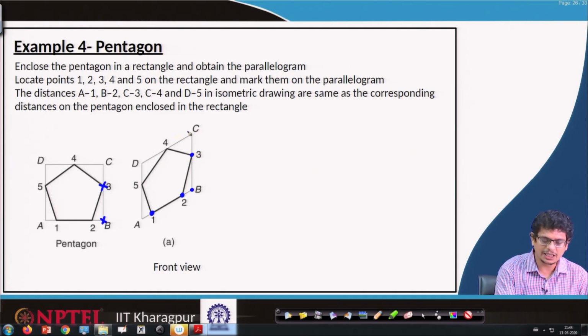From C4, C4 the same length we will locate it. Then A5 we will locate it. Once we are done, we have these points joined by lines.